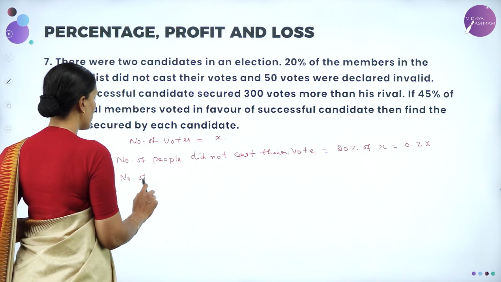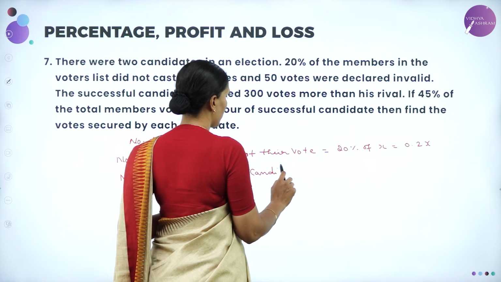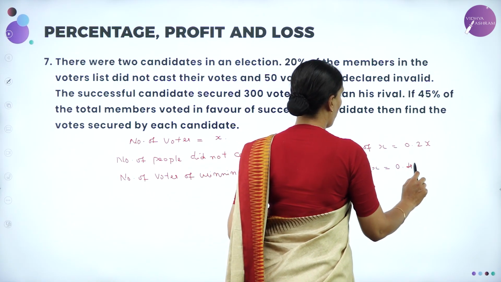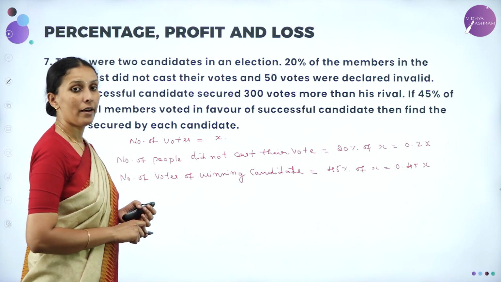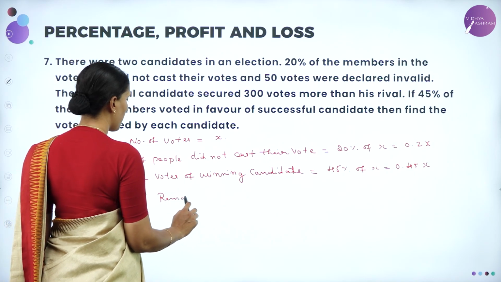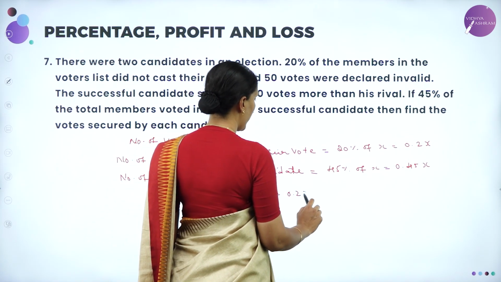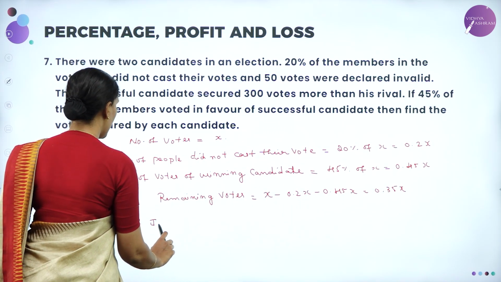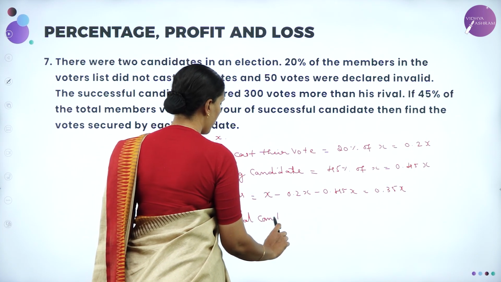Also, they have given that 45% of the total members voted in favor of the successful candidate. So the number of votes of the winning candidate is equal to 45% of x. So that is 0.45x. Now there are invalid votes as well as the votes in favor of the rival candidate, and that is considered to be the remaining votes. So here the remaining votes are equal to x minus 0.2x minus 0.45x, which is equal to 0.35x. So that 0.35x can be considered as invalid votes plus rival candidate votes.